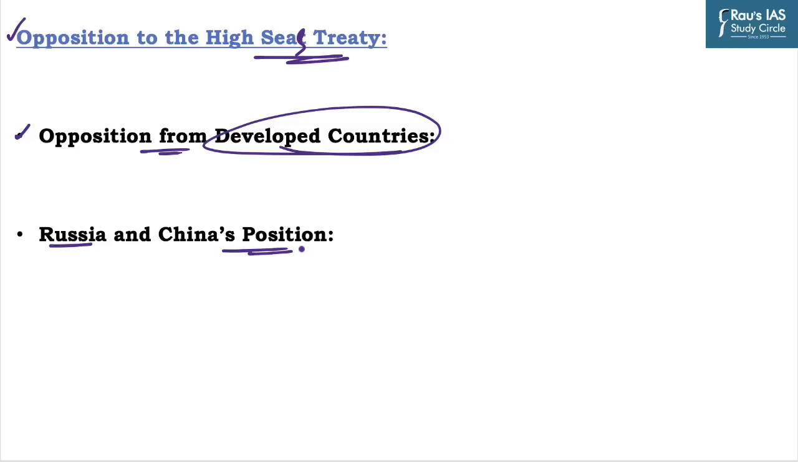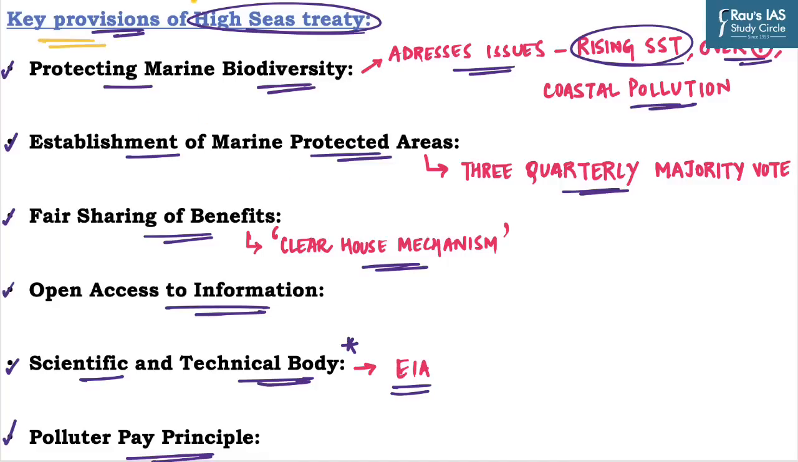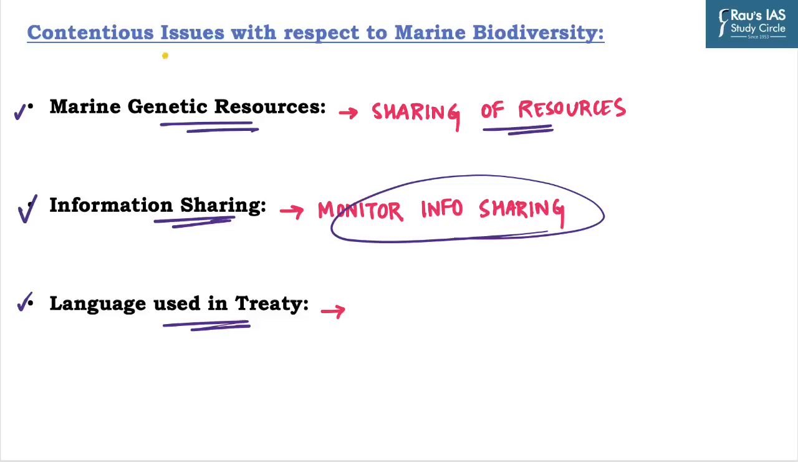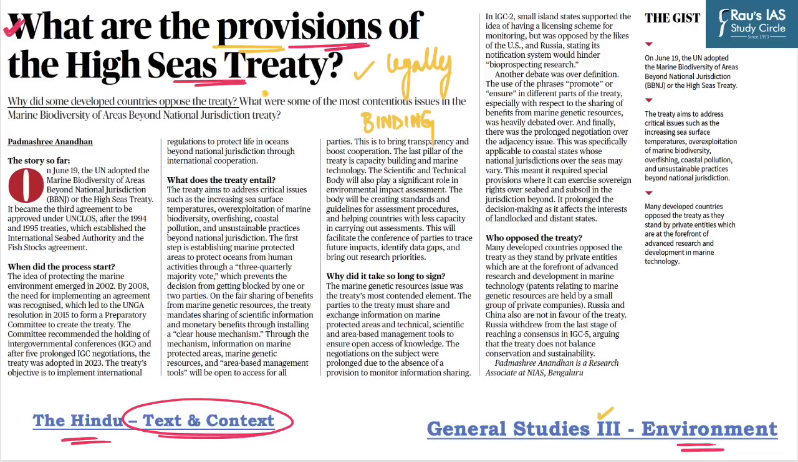A quick recap to our discussion. First of all, we have discussed the context and its relevance for General Studies Paper 3. We have briefly discussed the key provisions of the High Seas Treaty, the contentious issues with respect to marine biodiversity, and the opposition to the High Seas Treaty. One of the most important aspects of this particular treaty is that it is a legally binding treaty.